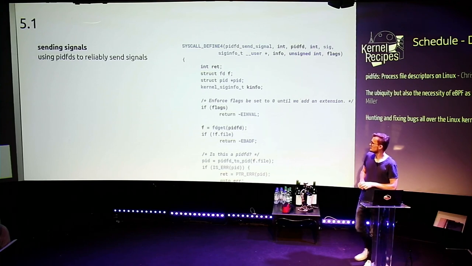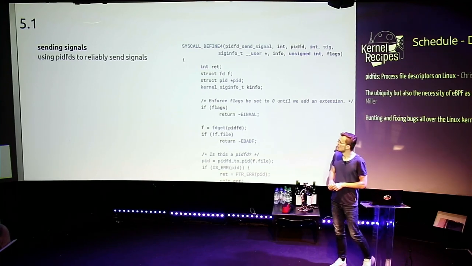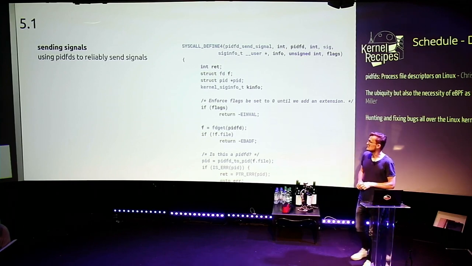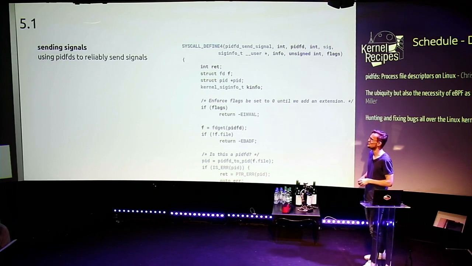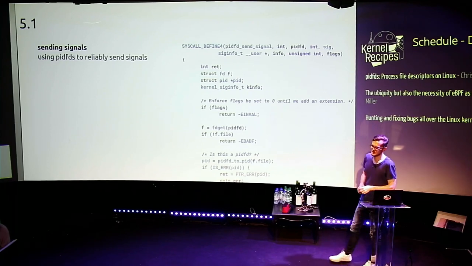So one of the first things, you don't see all of the code, but that's fine. One of the first things we did is sending signals, because this is actually the most obvious example. So this was very easy to push for on the one hand. To make the argument, pidfd send signal allows you to safely send signals to a process without it being recycled, was an easy argument to make.